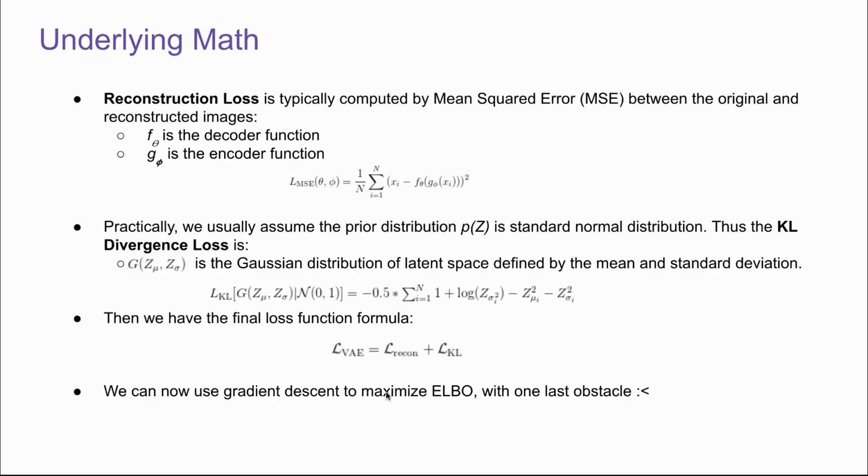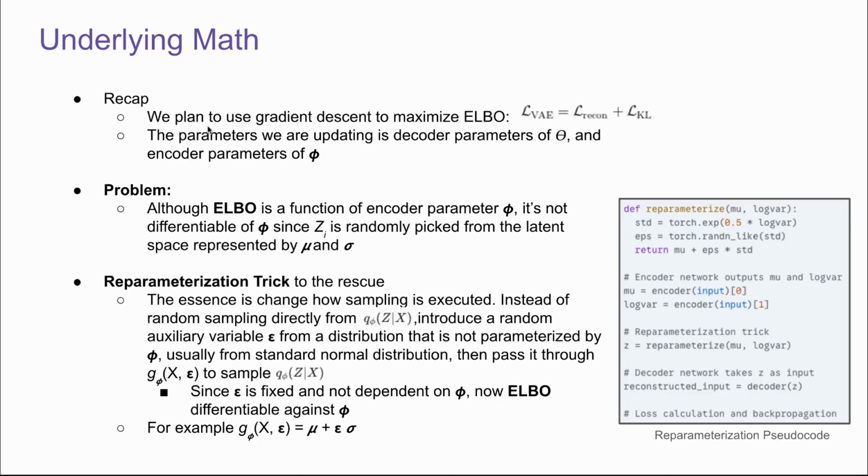Now we can use gradient descent to maximize ELBO, as always, with one last obstacle. Let's recap a little bit. We plan to use gradient descent to maximize ELBO. The parameters we are updating are the decoder parameters theta and the encoder parameters phi. So the problem is, although ELBO is a function of the encoder parameter phi, it's not differentiable with respect to phi, since z is randomly sampled from the latent space represented by mu and sigma.